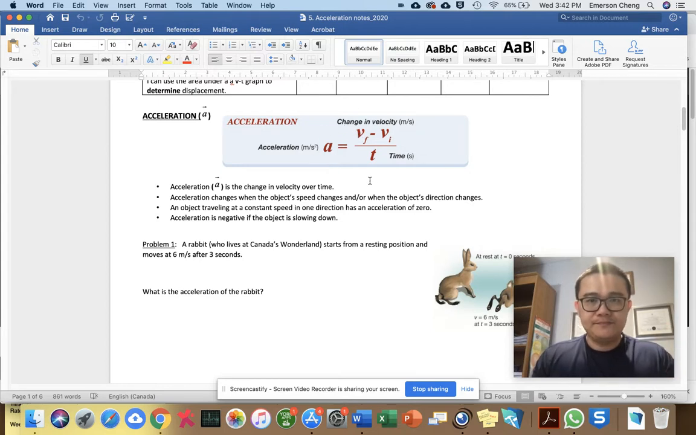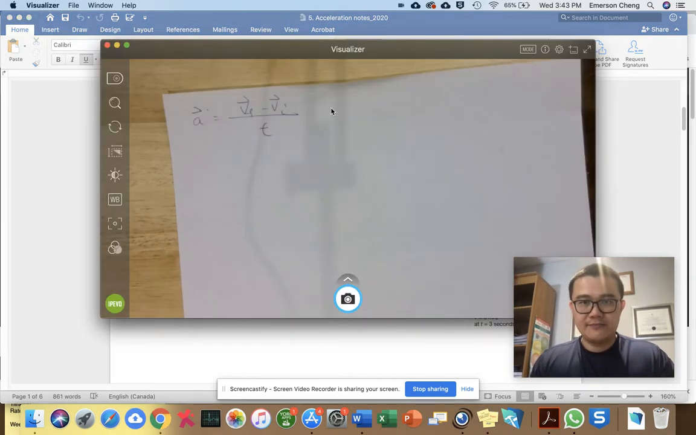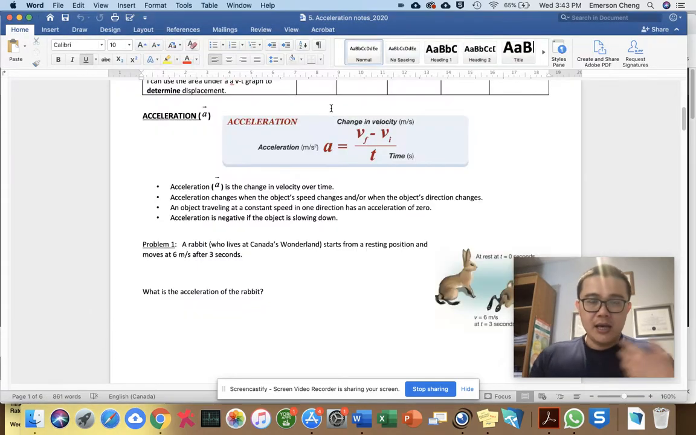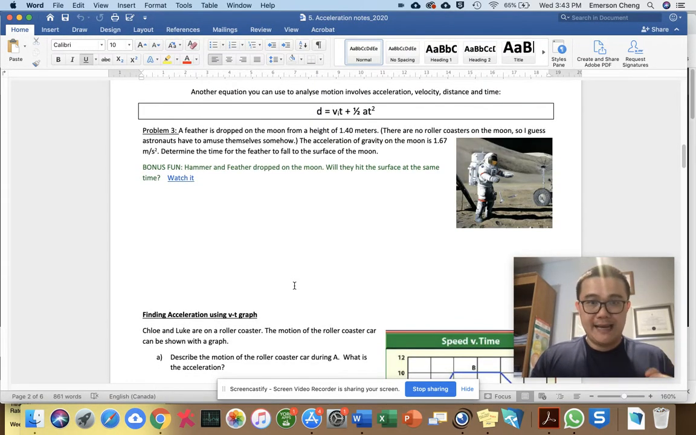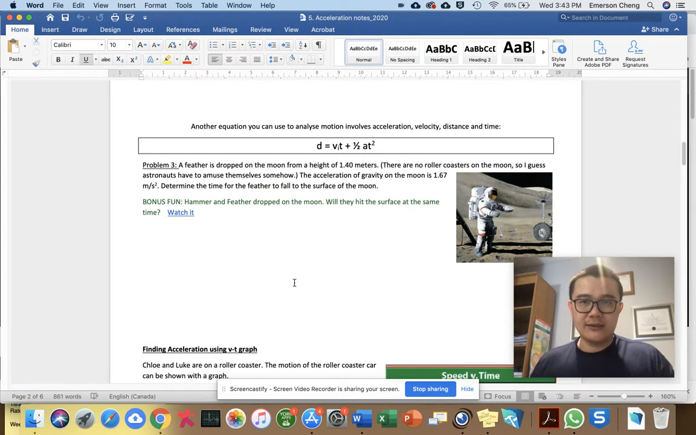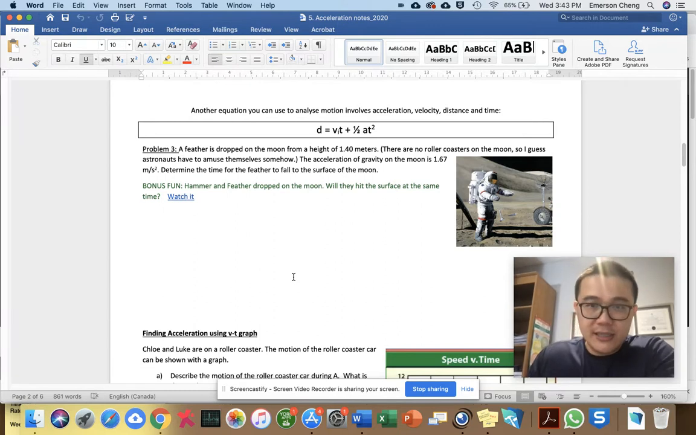So the first equation of acceleration looks like this. I wrote it here, and then I'm going to put all the equations together. The second equation looks more like this. This equation is displacement equals initial velocity times time, plus 1/2 a t squared.